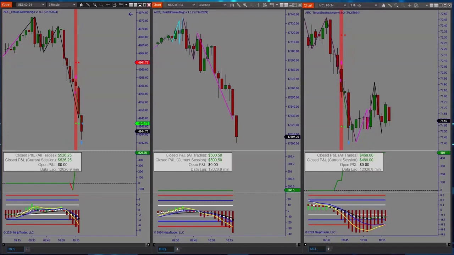Okay, 3 for 3 on the day. Let's see if we can catch any other trades. And you notice here too, all of these trades are right around $500. The algo is setting that risk according to our preference, and I'm just using a 1-to-1 risk reward, which is why those are coming in right at about 500, which is perfect.